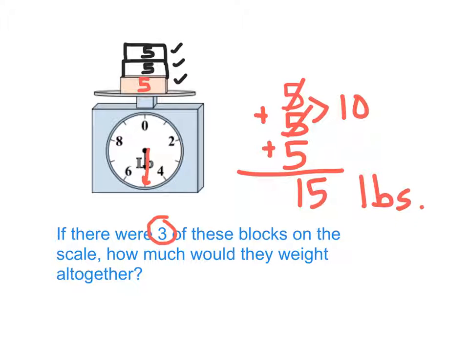So this is what you're doing for your weight quiz 1, which is reading a scale. Remember, making it lighter means that we're going to be taking away weight. Making it heavier means we're adding weight. And if we're looking for multiple blocks, draw them if you need to, and figure out how much it weighs. All right, good luck on weight quiz 1.